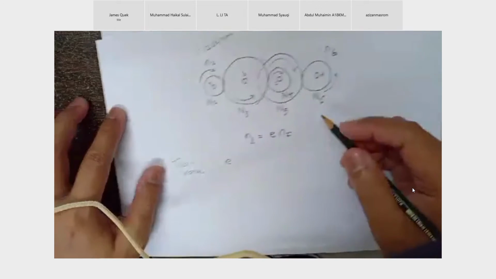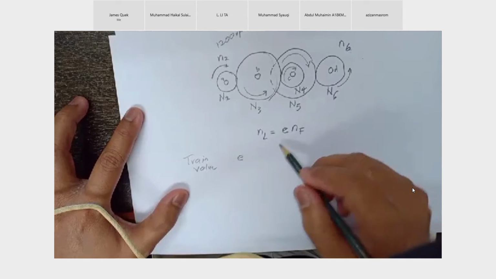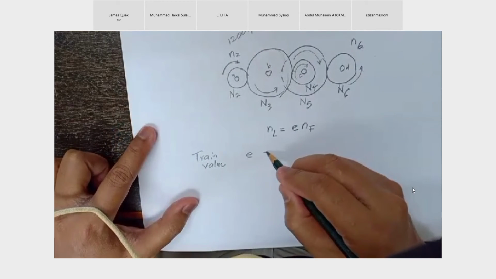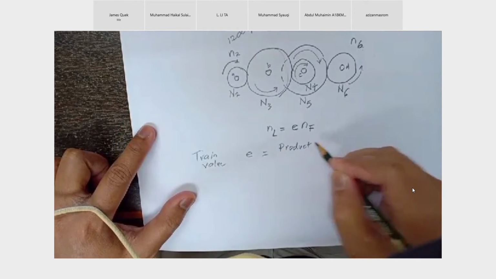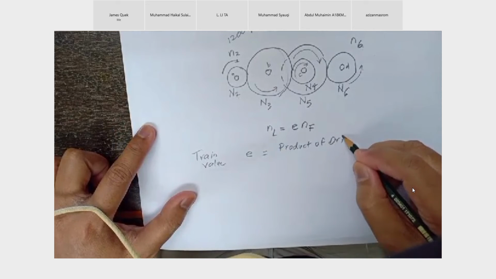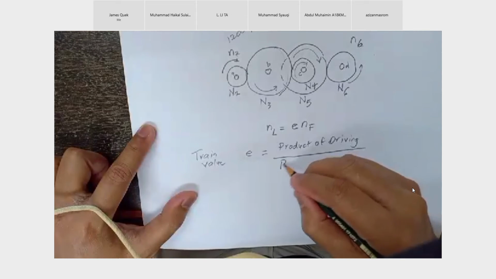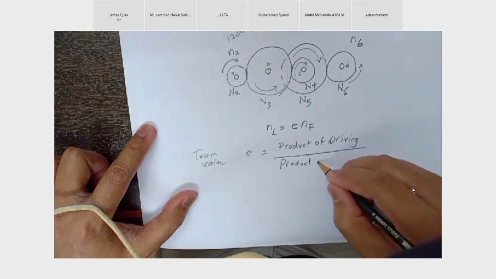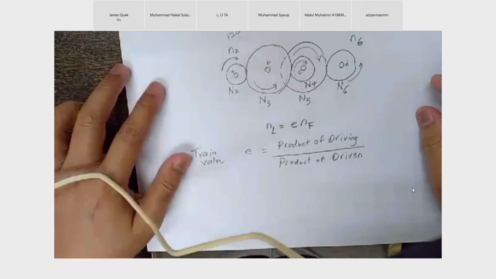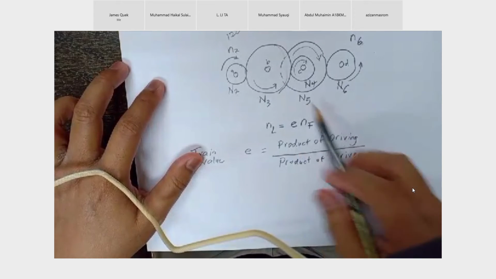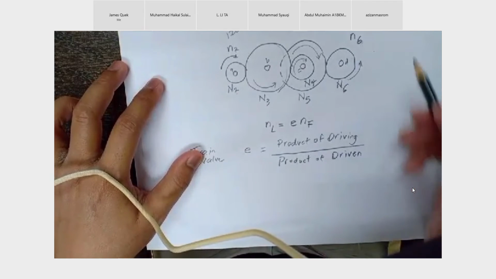Okay, E is the train value. E is the product of driving over the product of driven. Maksud dia, the product means the product of your number of T's. Which one T's is driving, which one is driven.